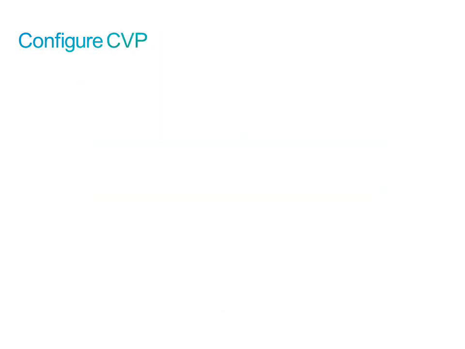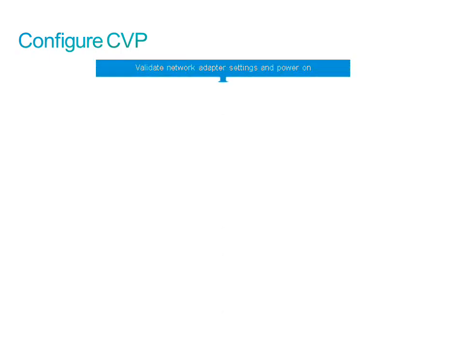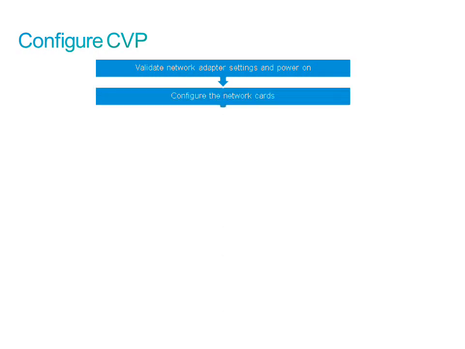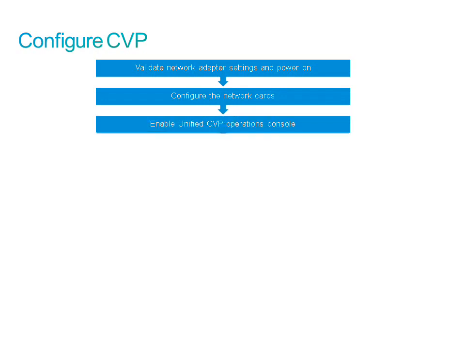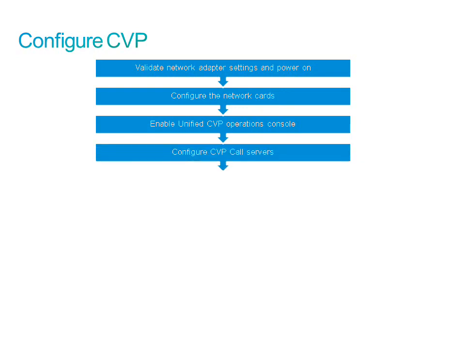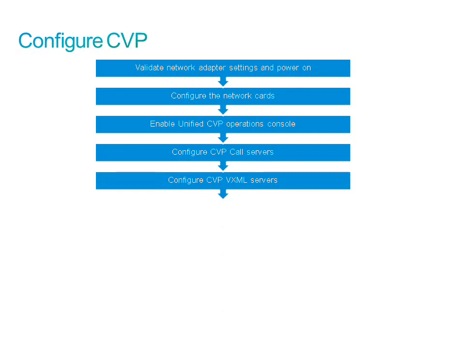To configure the CVP server, start by checking the public network adapter on the VM. Next, power the VM on. Now configure the network cards. Next, enable the CVP Operations Console by ensuring that the CVP OPS console service is running. Next, configure the CVP call server and the VXML server.